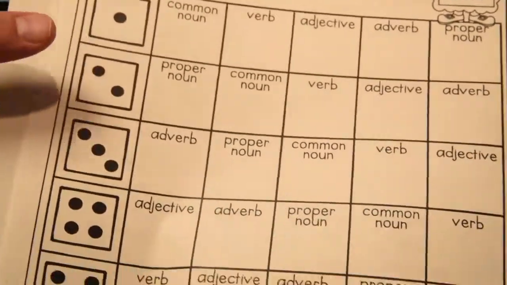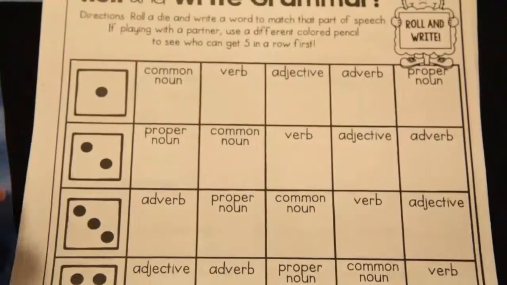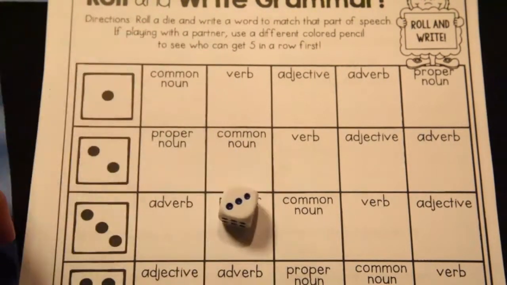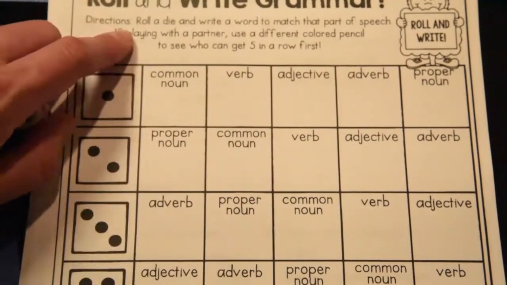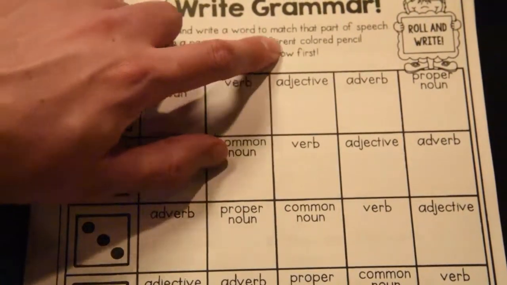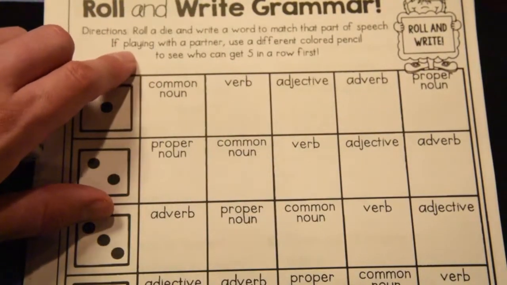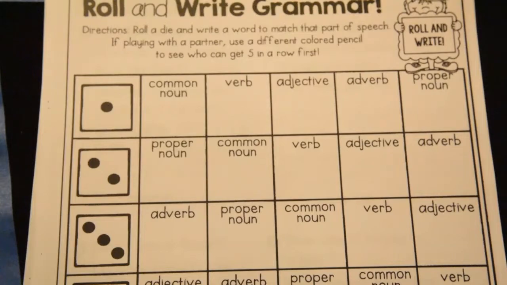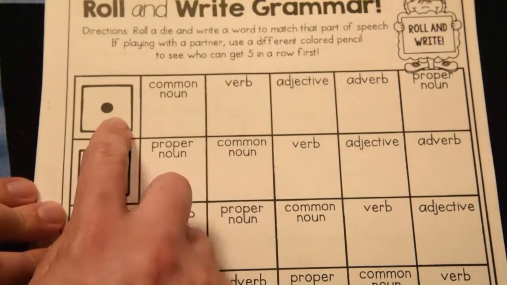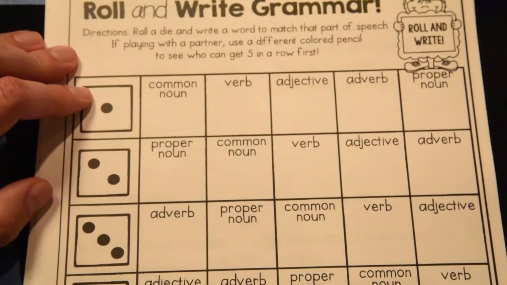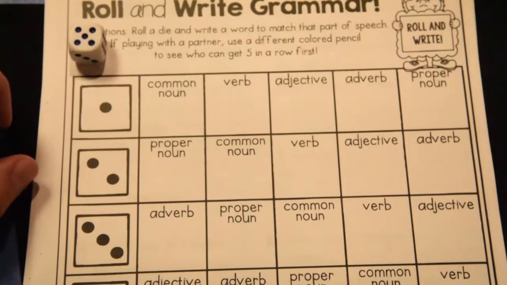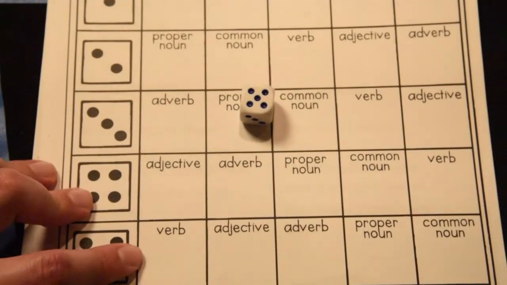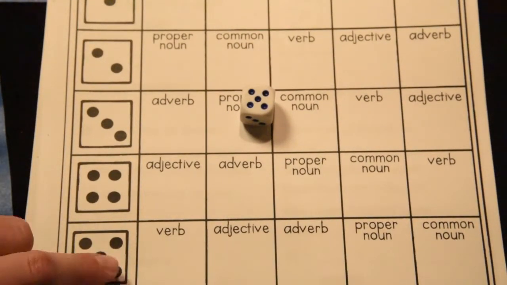All right. Roll and write grammar. If you have some die. It says roll a die and write a word to match that part of speech. If playing with a partner, use a different colored pencil. Since I think most of us are doing it by ourselves, so for example, all right. So it says roll and write. Got a 5. Okay, verb.